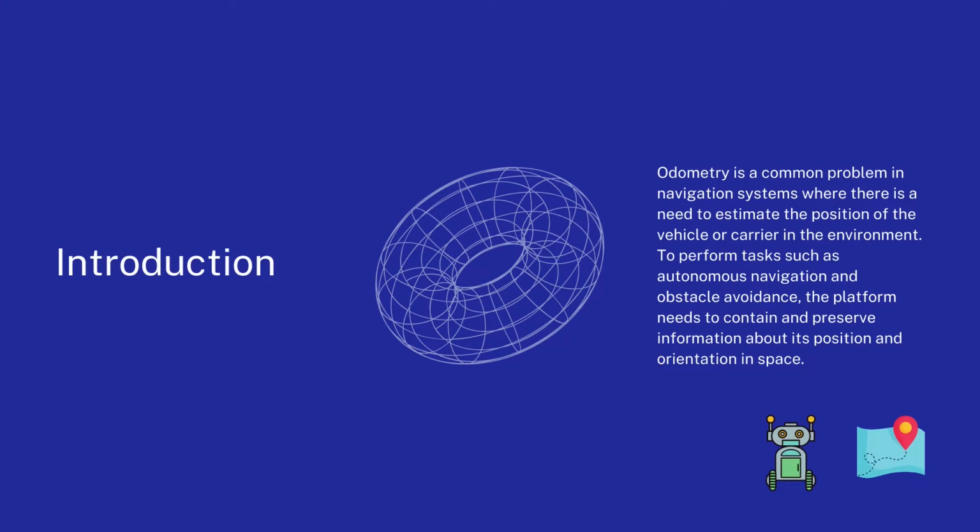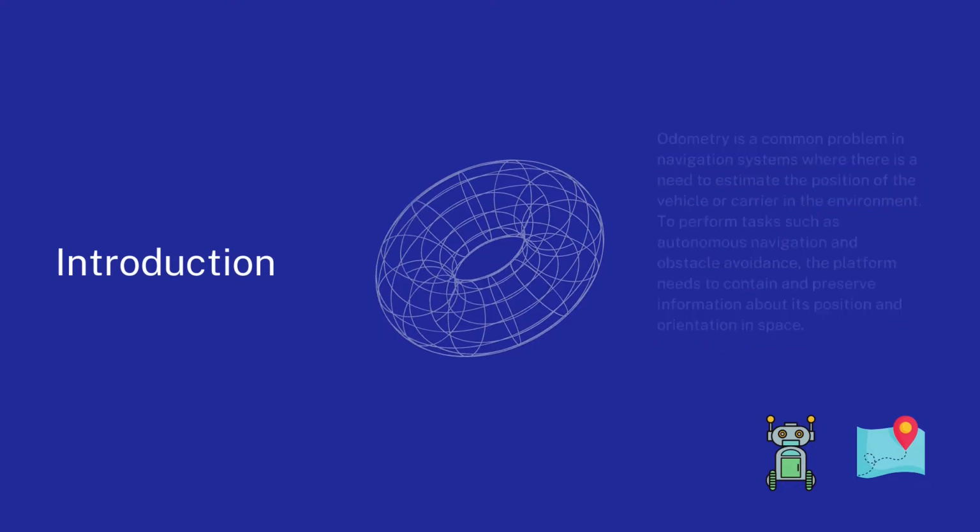In our introduction, we're going to talk about what odometry is and the different ways to measure it. Odometry is a common problem in navigation systems where we need to estimate a vehicle's position in a given environment. This can be useful for tasks such as autonomous navigation and obstacle avoidance. In these tasks, you need to maintain information about the vehicle's position and orientation in space to avoid other robots or to perform other autonomous tasks and so on.